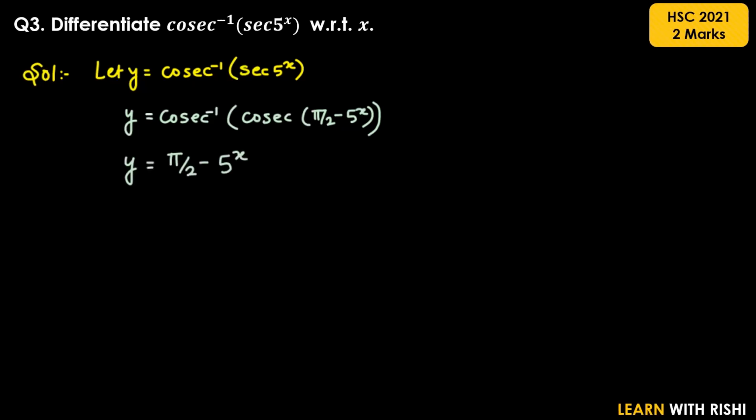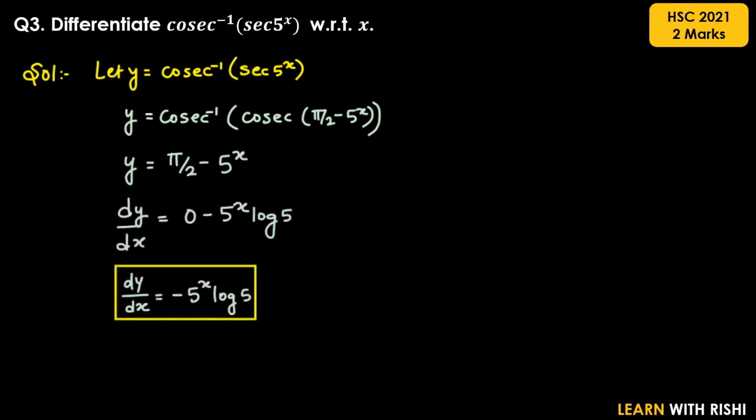Now we'll differentiate it with respect to x. So dy by dx will be equal to, pi by 2 is constant, so 0, minus derivative of 5 raised to x, that is constant raised to variable. It is nothing but a raised to x log of a. So same way 5 raised to x log of 5. So final answer will be minus 5 raised to x log of 5.